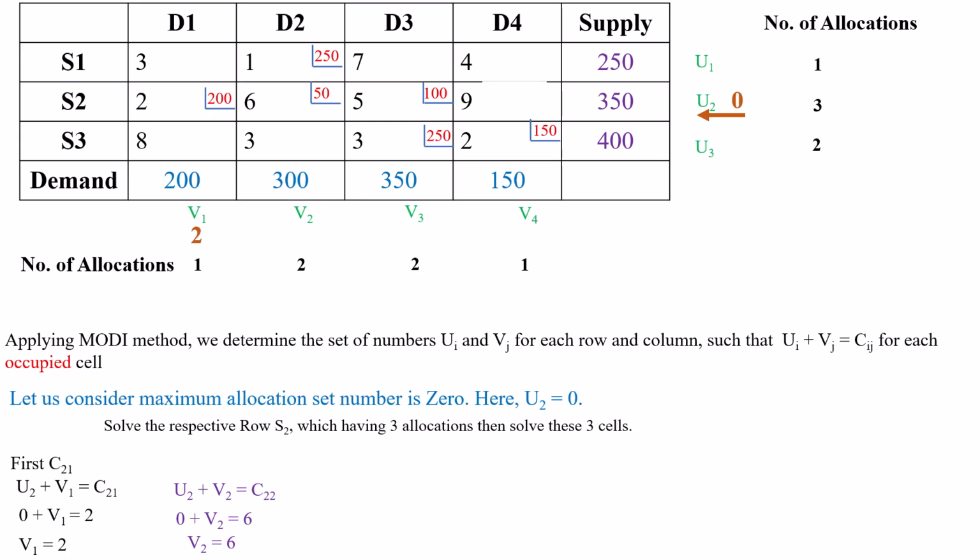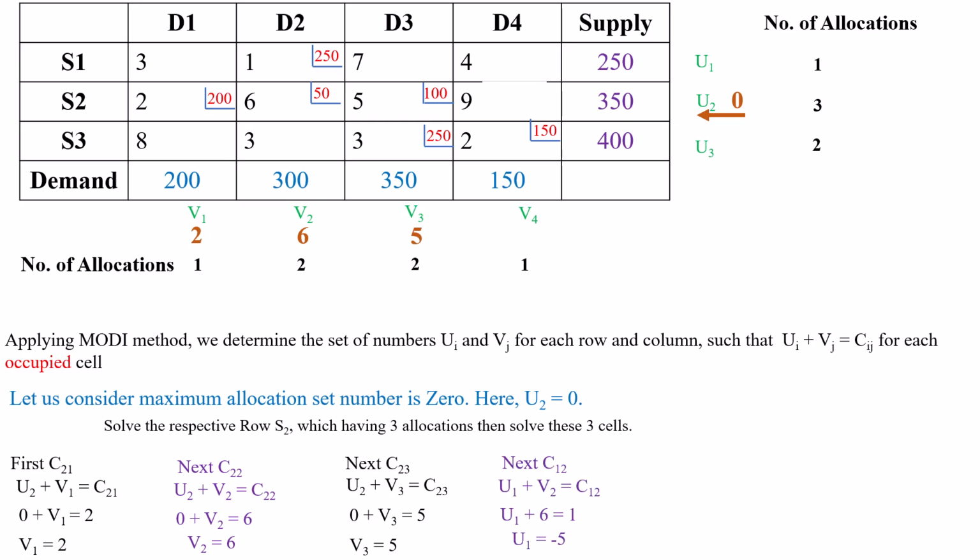Next one is the second row and second column, that is C22. We know the relation U2 plus V2 equal to C22. U2 value is 0 and C22 value is 6, then V2 value is 6. Next one is the S2 row and D3 column, that is C23. The relation is U2 plus V3 equal to C23. U2 value is 0, C23 value is 5, then V3 value is 5.